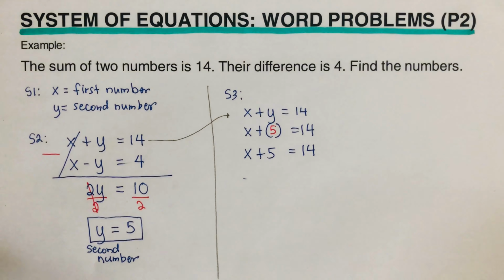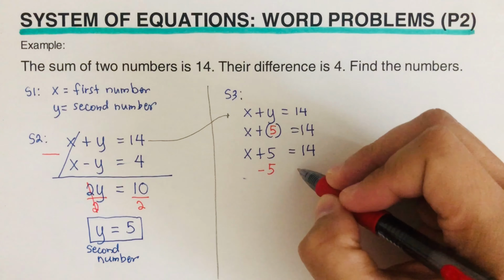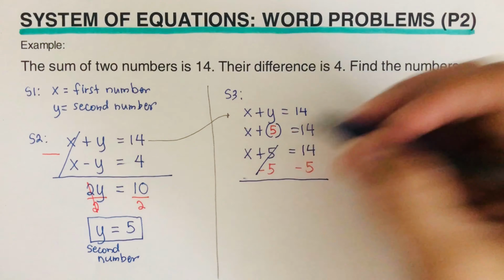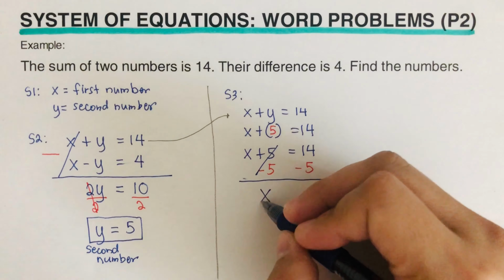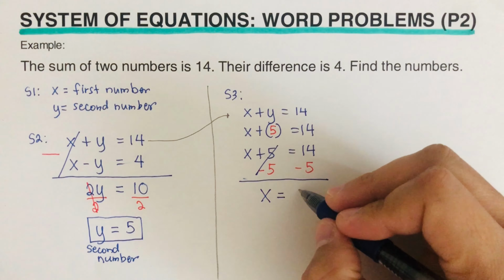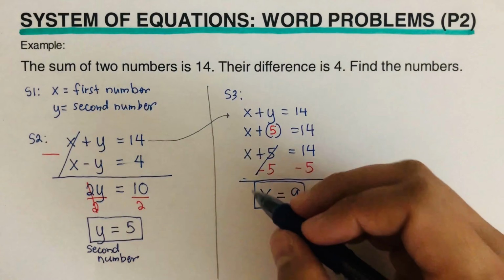I want x by itself, which is representing the first number because I already solved the second number right here. So I will subtract 5 from both sides. Then we cross the 5 out. We're left with x is equal to 14 minus 5, which is 9. So this is our first number.